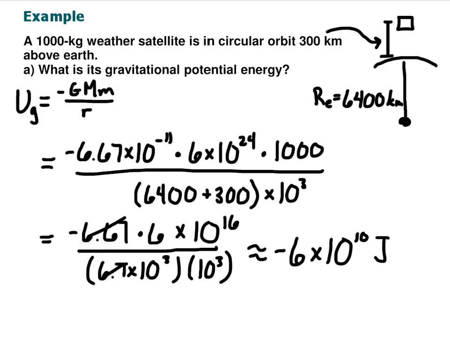All right, now let's tackle part B. How much more kinetic energy does the satellite need to escape Earth's gravitational pull? Well, it's going around in a circular orbit, so it has some sort of kinetic energy, right? In order to calculate how much kinetic energy it has, we have to calculate how fast it's going.